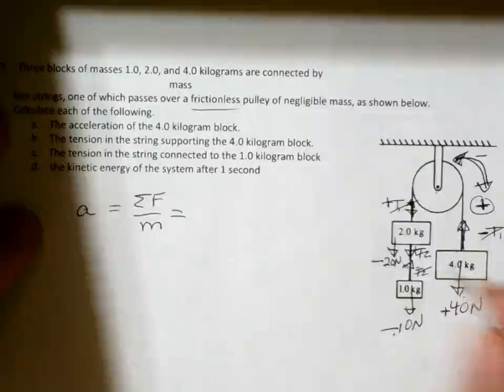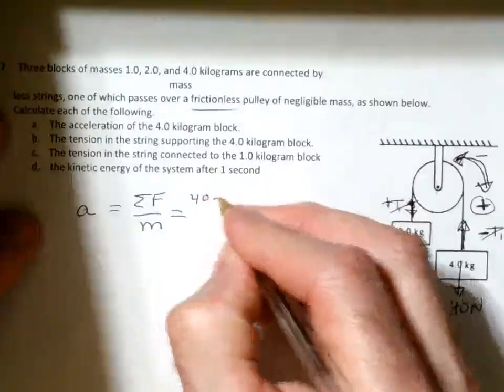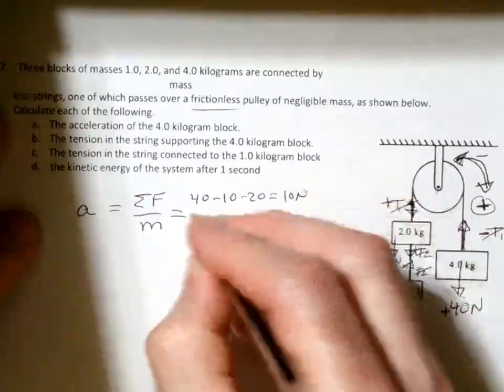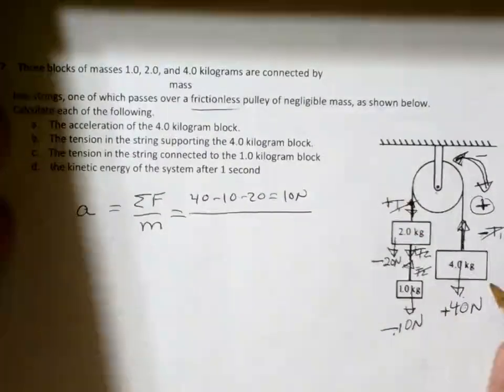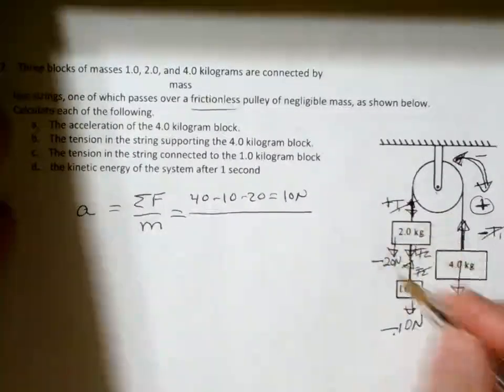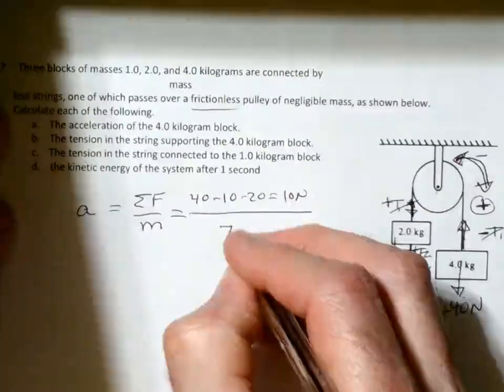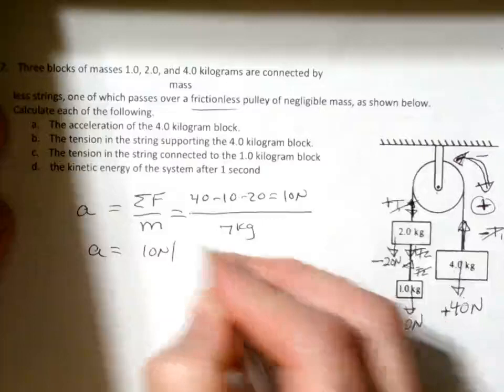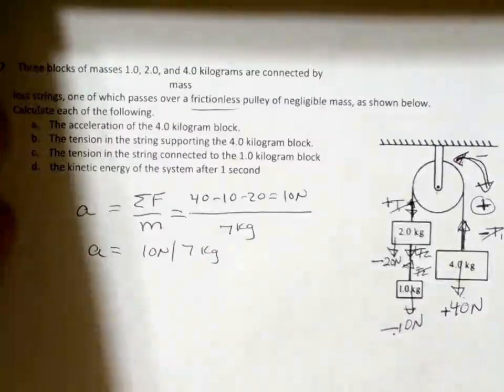All right, so the net force is 40 minus 10 minus 20, which is equal to 10 newtons. And that's divided by the mass, but it's the mass of all of it. It's a system, 4, 5, 6, 7 kilograms. So the acceleration is equal to 10 newtons divided by 7 kilograms.